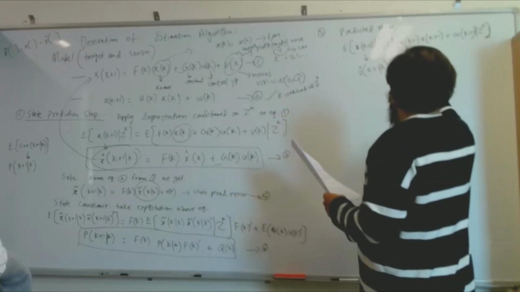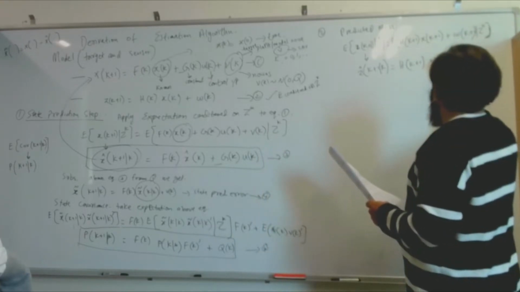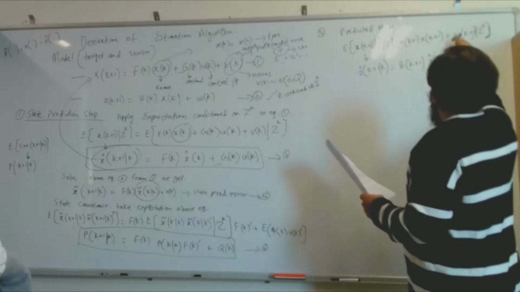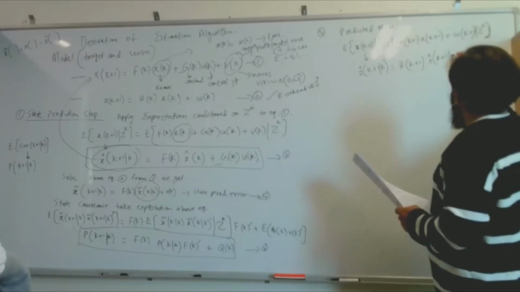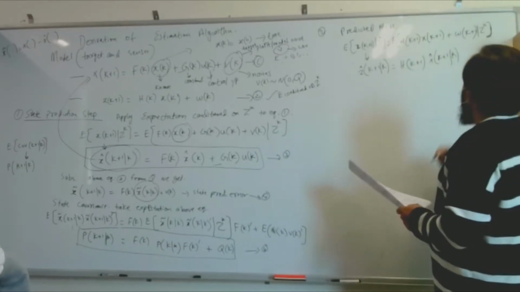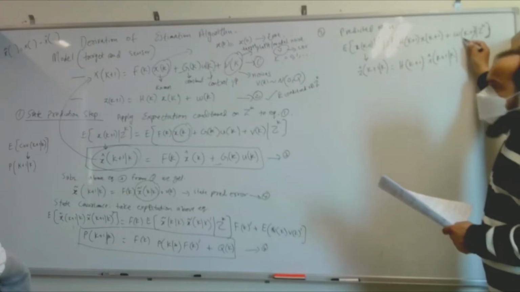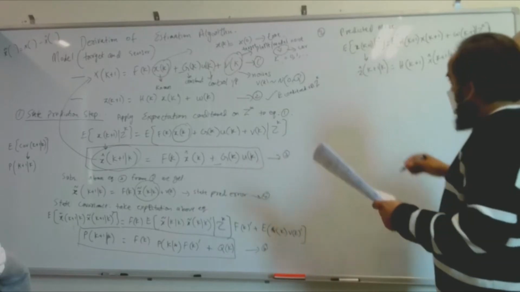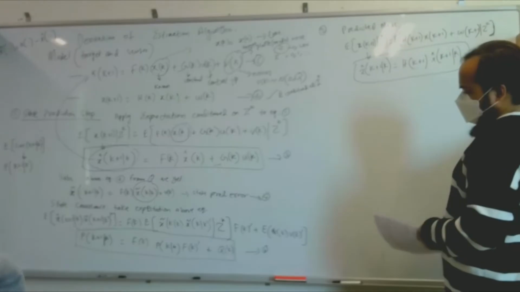And this is h of k plus 1, and this is again the mean of k plus 1, conditioning on the scan k. The expectation over this measurement noise is 0, so this is omitted. So this is your measurement prediction.